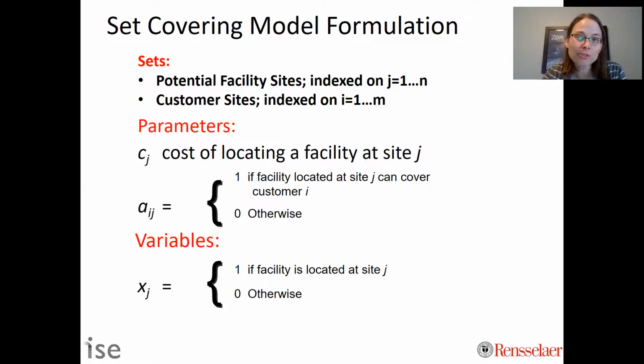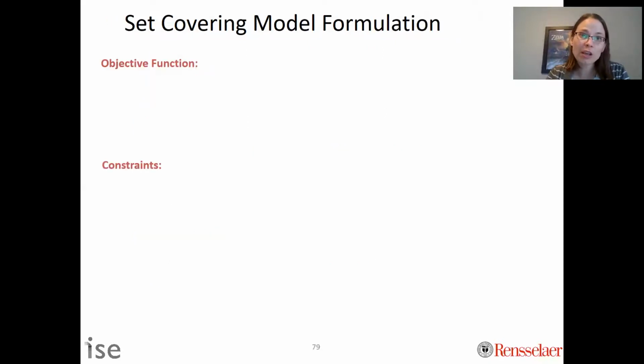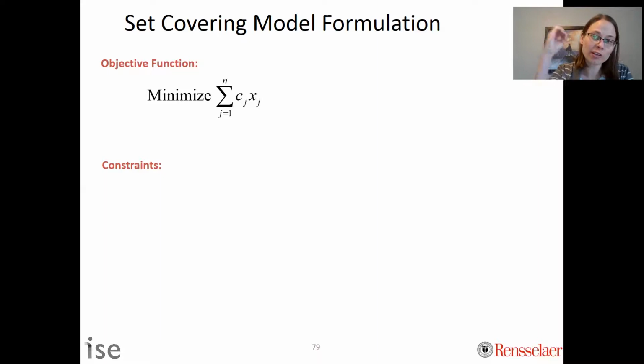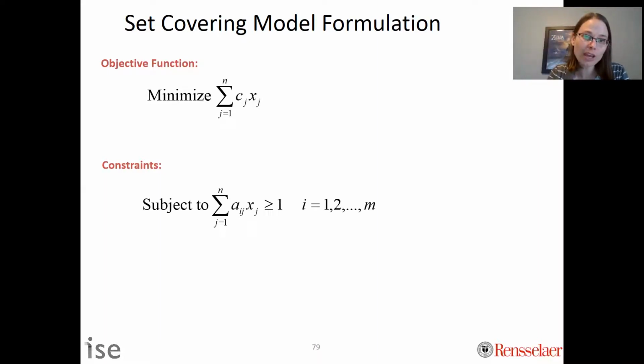The variables, which is what we get to decide in our problem, is 1 if I build, 0 if I don't. In terms of our objective function, we are trying to minimize the total cost of building. And so that is the sum over sites, if I build, it's a 1, if I don't build, it's a 0, and then I only pay for places I build. And we have to say that all demand points i have to be covered.